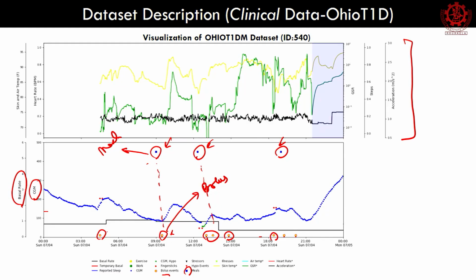Okay, and basal is continuous. So bolus is discrete, like I told you, and basal is continuous. It's always there in the background, at a very small level.